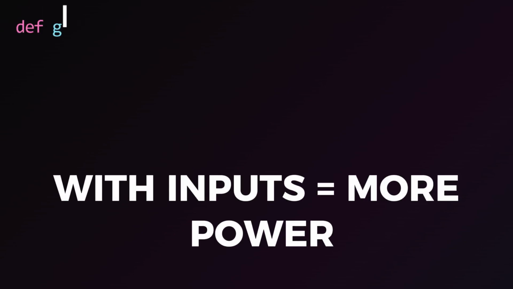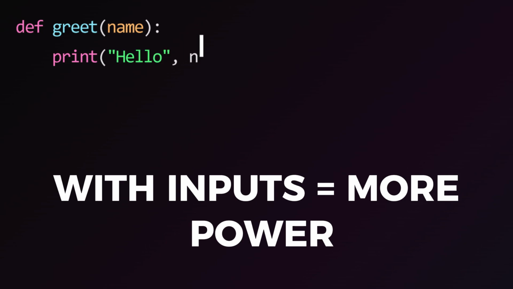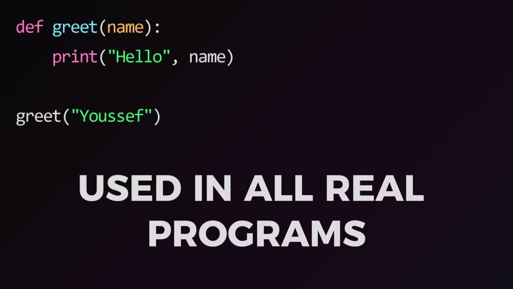Now let's make it more useful. We can also give functions inputs called parameters. For example, def greet name, print hello name. Now we can call it like this, greet Yusuf. This will print hello Yusuf. This is powerful because the same function can work with different values. That's why functions are used in almost every real program. They help keep code clean, organized, and easy to manage.